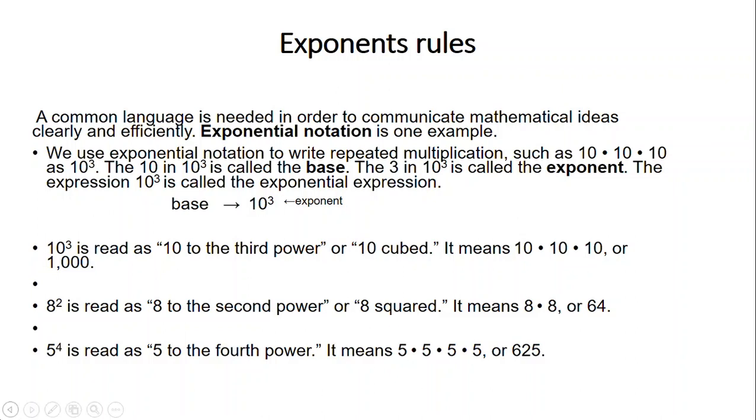Example, 10 to the third power means 10 times 10 times 10. Okay, 10 times 10 is 100, times 10 is 1000. Remember, it is important to clarify that 10 is the base, 3 is the exponent, and 1000, that is the answer, is the power, okay, or the answer.